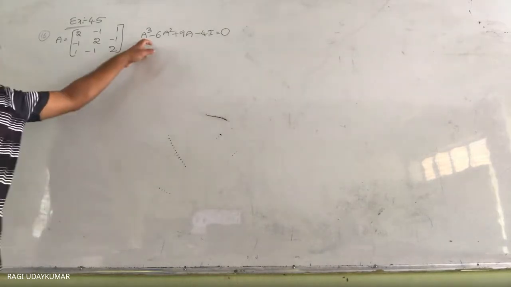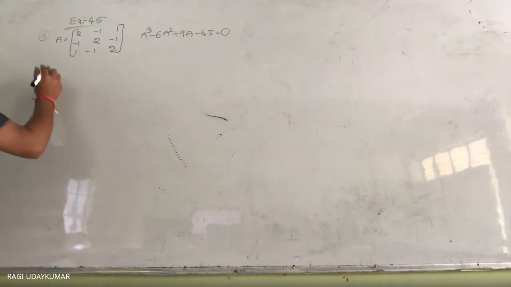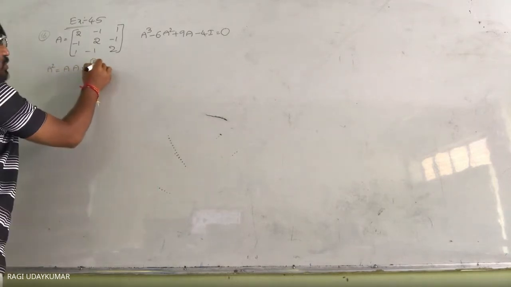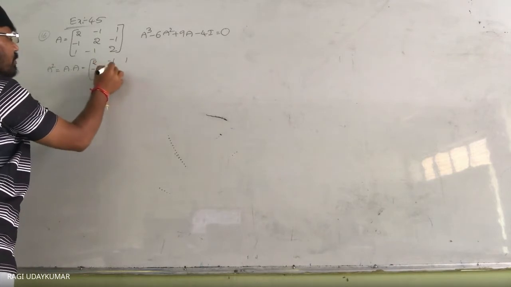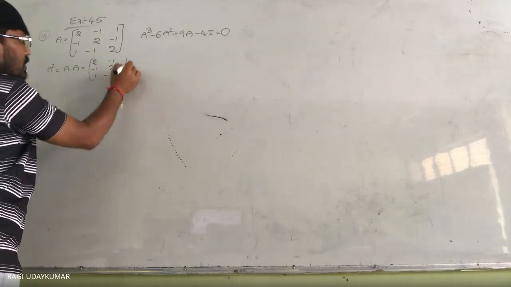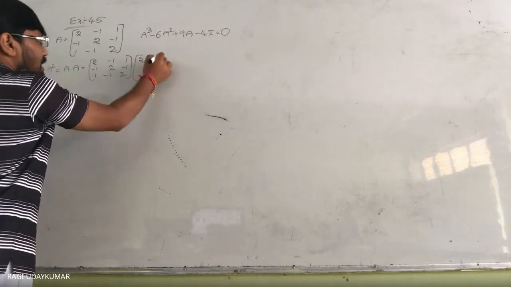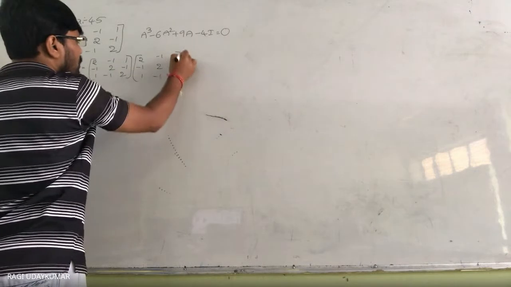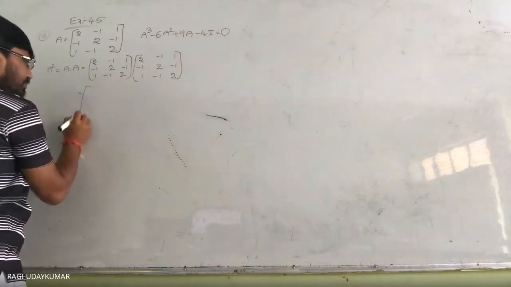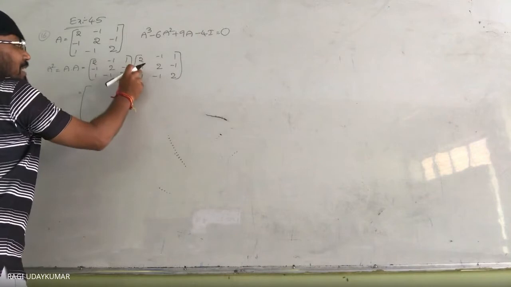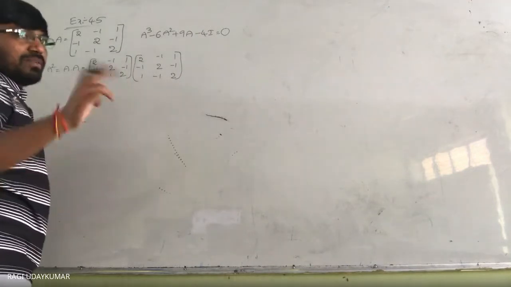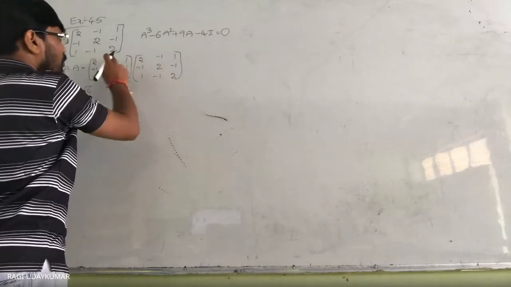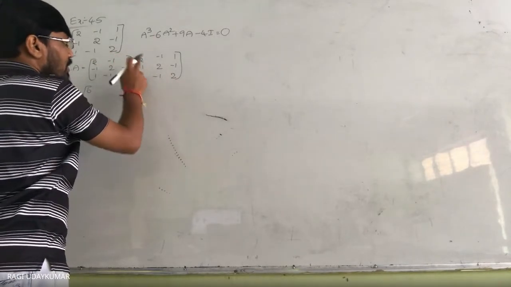What to do? A cube means first we have to find a square. So let us find a square. A square is nothing but a into a. So this multiplied 2 times: 2 minus 1 1, minus 1 2 minus 1, 1 minus 1 2. Be careful while multiplying. 4 1 1, 4 plus 1 plus 1, 6. This with this, minus 2 minus 2 minus 4 minus 1.